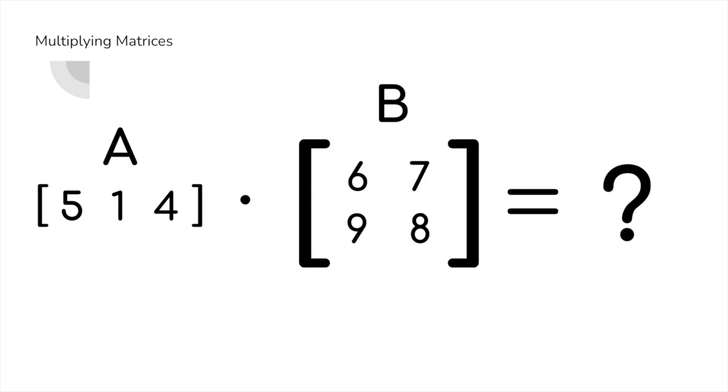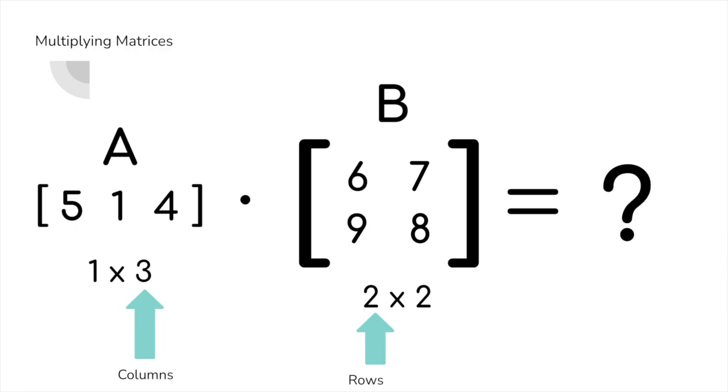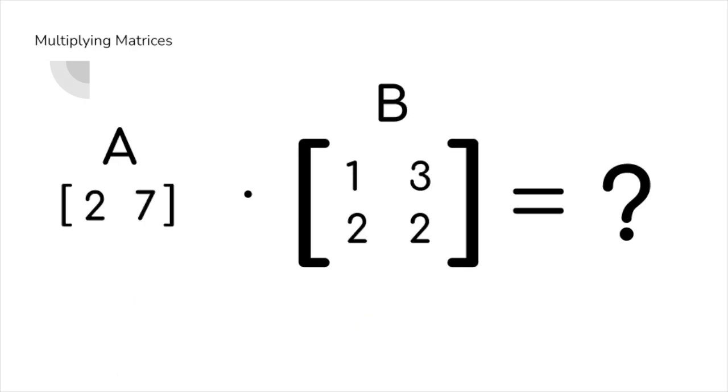Well, can we even multiply the matrices? Let's write out the dimensions. The first matrix here has a dimension of 1 by 3, and the second one has a dimension of 2 by 2. The columns of the first matrix are not the same as the rows of the second, as 3 is not equal to 2. However, let's look at our second example.